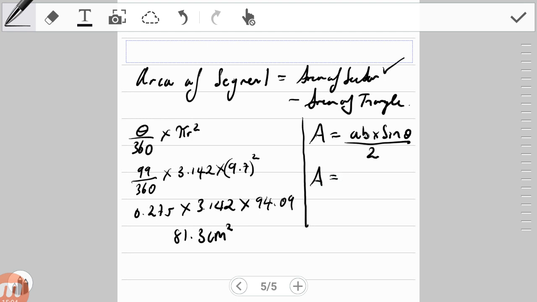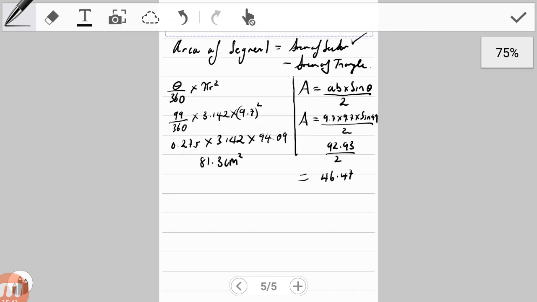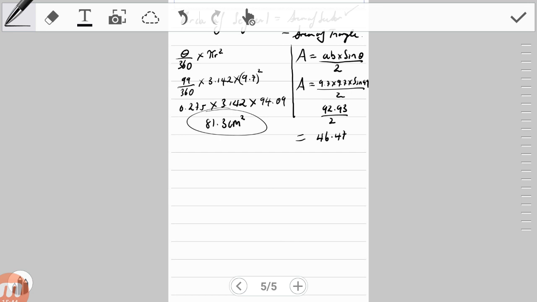So A is equal to 9.7 multiplied by 9.7 multiplied by the sine of 99, divided by 2. So 9.7 multiplied by 9.7 multiplied by the sine of 99, we will get 92.93. All right, and then we're going to divide that by 2, so we should get a final area here of 46.47, rounded off approximately.